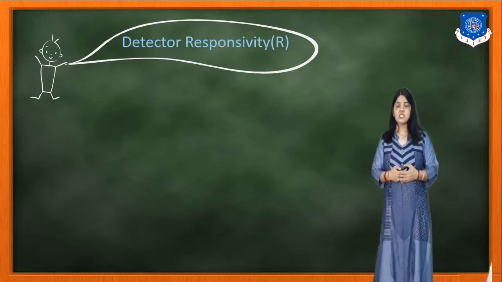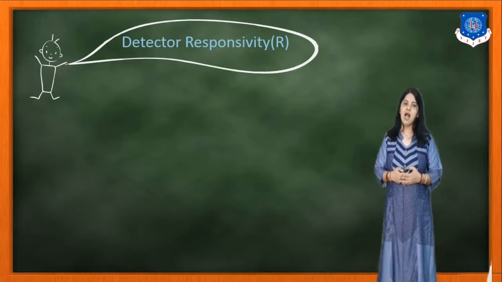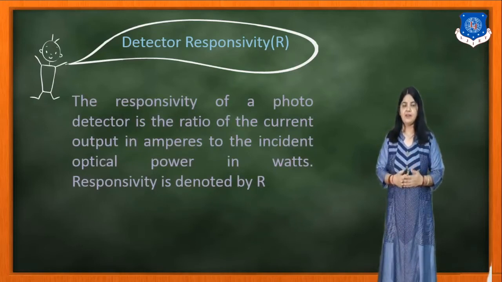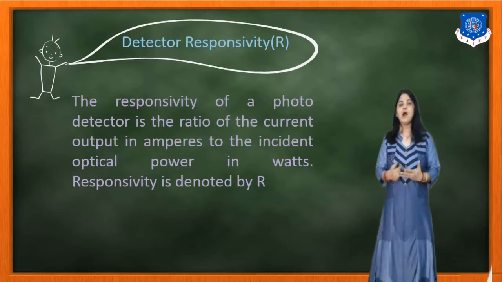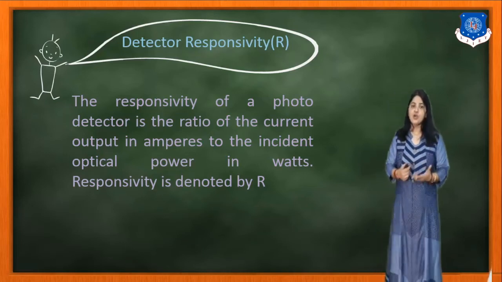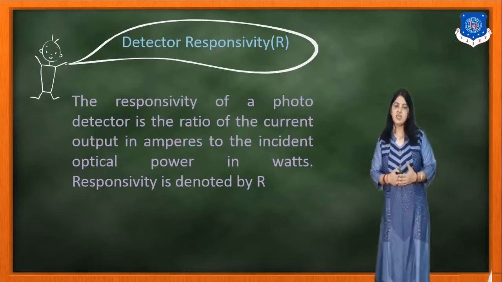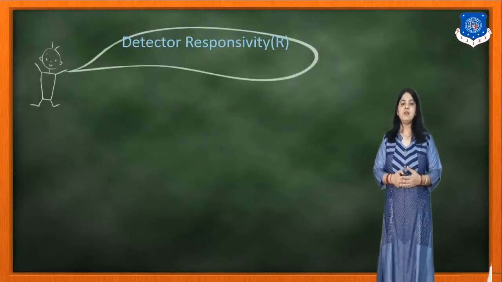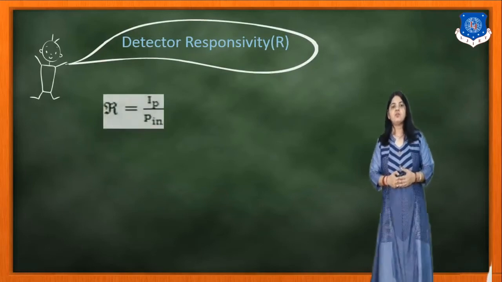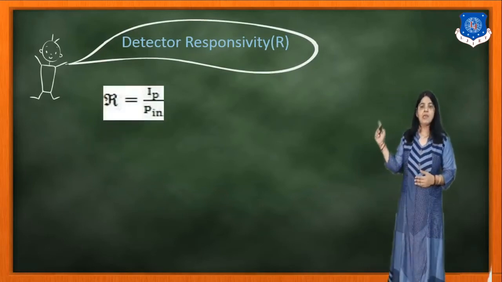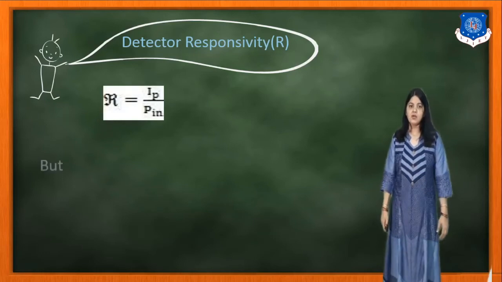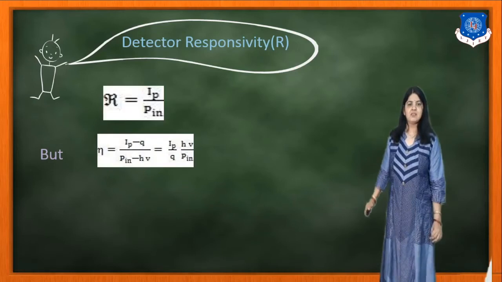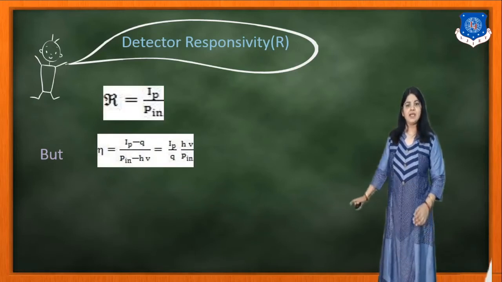Detector responsivity is denoted by the capital R. The responsivity of a photodetector is the ratio of the current output in amperes to the incident optical power in watts. So R is equal to IP upon Pin. But eta is equal to (IP minus Q) upon (Pin minus hv).